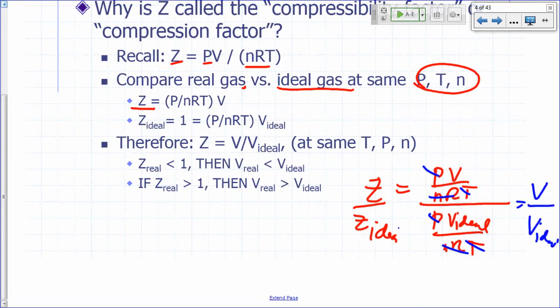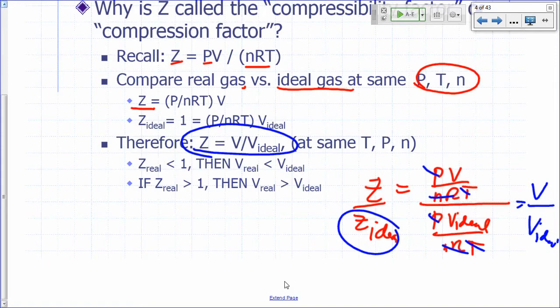But Z ideal is just 1, so Z is really just the ratio of the volume of the gas for that temperature and pressure. You compare the volume of your gas that you measure to what you would calculate as the volume of the gas using the ideal gas law. Using PV equals nRT, calculate the volume of the gas. That will give you your Z.